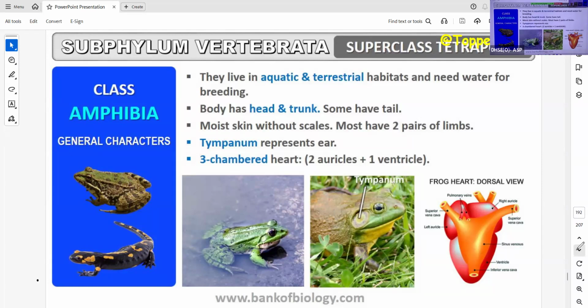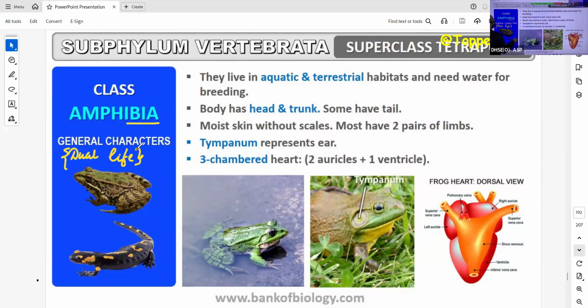Now, why do we call this class Amphibia? It's a very simple reason, as the name goes. You can find from the name itself why we call them Amphibia. Now, pay attention: amphi implies dual. The word amphi implies dual. Fine. And the bios implies living or life, dual form of life.